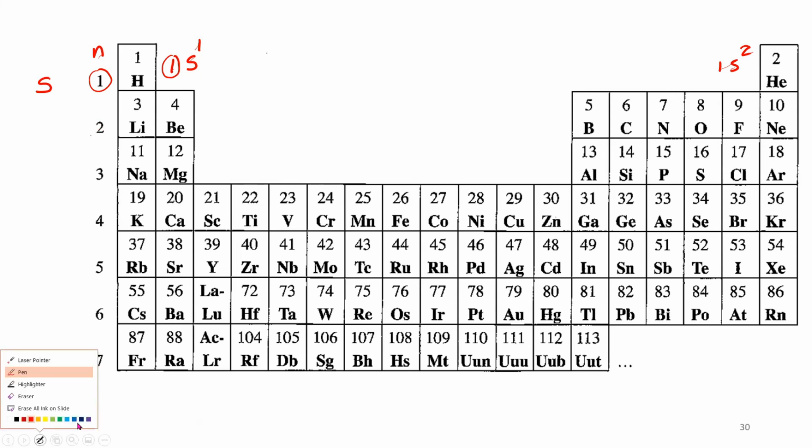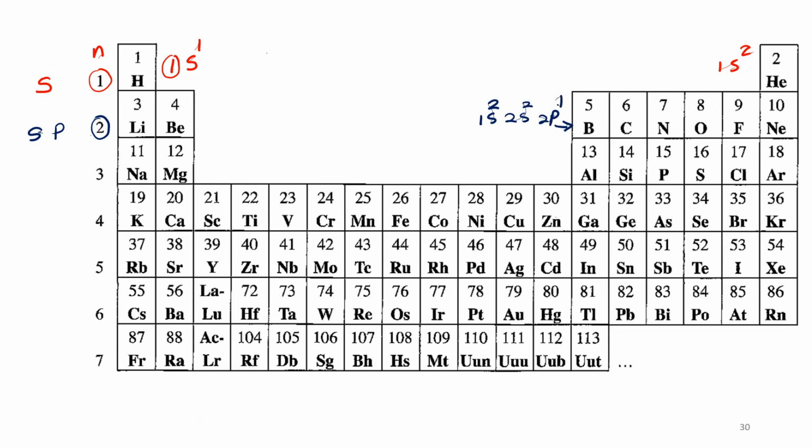N equals 2, we know it has s and p orbitals. You can recall writing electron configurations for things like boron and carbon. If you take boron, we had the electron configuration 1s2, 2s2 and 2p1. You don't have any other letters like d or f. So you have only s and p.